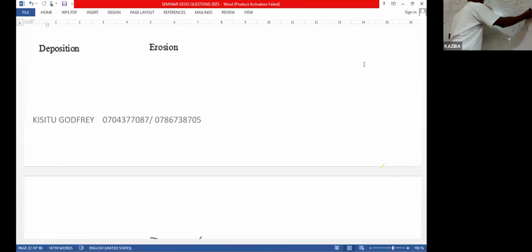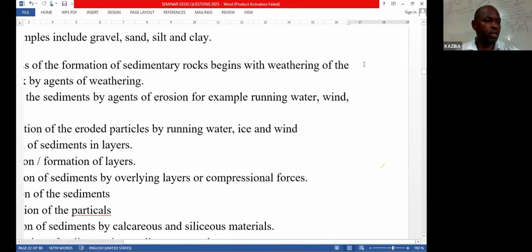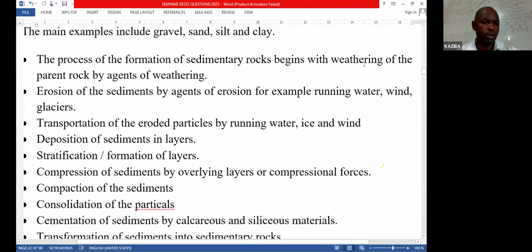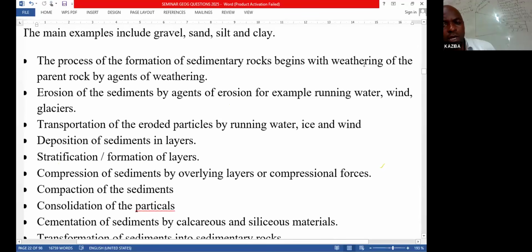Transformation of sediments into sedimentary rocks. So those are the processes for the formation of sedimentary rocks. The process begins with weathering of the material. The materials are weathered by the agents of weathering. Then the materials are eroded by agents of erosion.